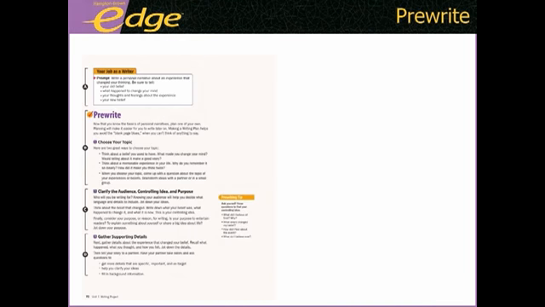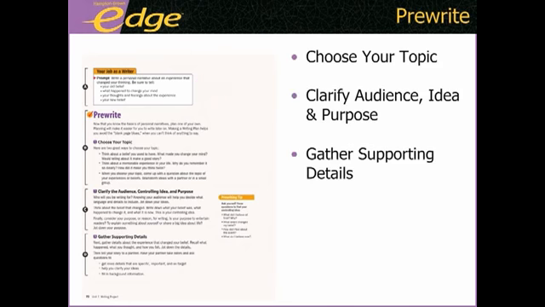Now it's time for students to move through the steps of the writing process, beginning with pre-writing. But before they get started, clear goals and expectations are presented in your job as a writer. Then students are walked through the pre-writing process of choosing their topic, clarifying their audience, idea, and purpose, and gathering supporting information.